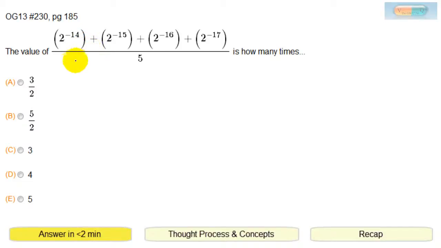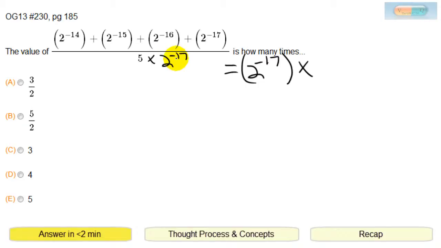Number 230. The value of this fancy expression is how many times more than this other one. And this other one is basically 2 to the negative 17th. So that's this times x equals this fancy expression. Divide both sides by 2 to the negative 17th. That's the same as multiplying this by 2 to the negative 17th.